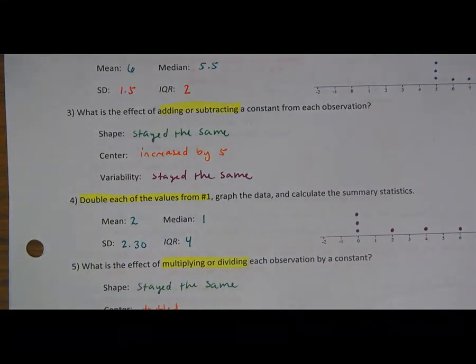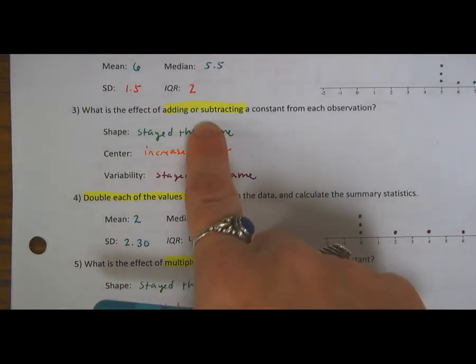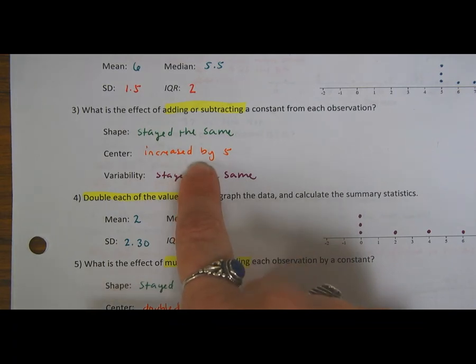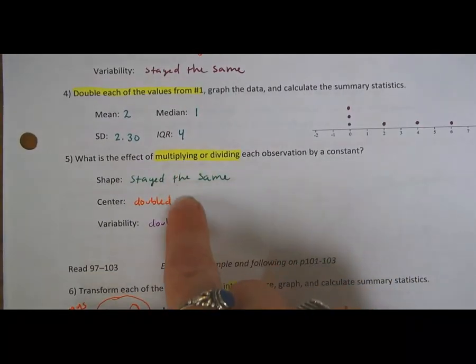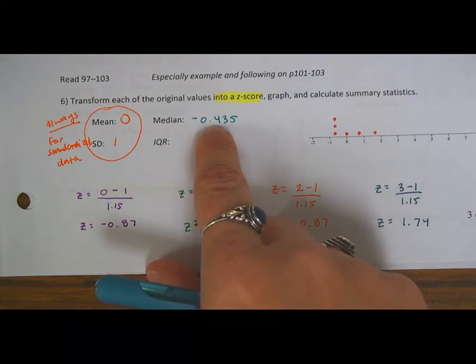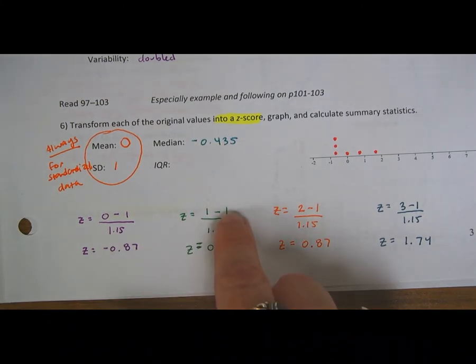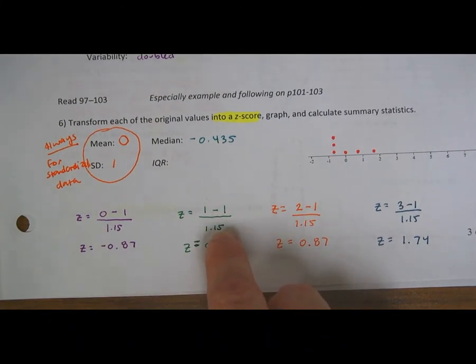Listen really closely. 3 questions. Is median a measure of center or variability? Center, okay? Are measures of center affected by addition and subtraction? Yes. Are measures of center affected by multiplication and division? Okay, so listen really closely. You could have actually figured this out by taking the original median and subtracting 1 and dividing by 1.15. And you would have ended up with negative 0.435.